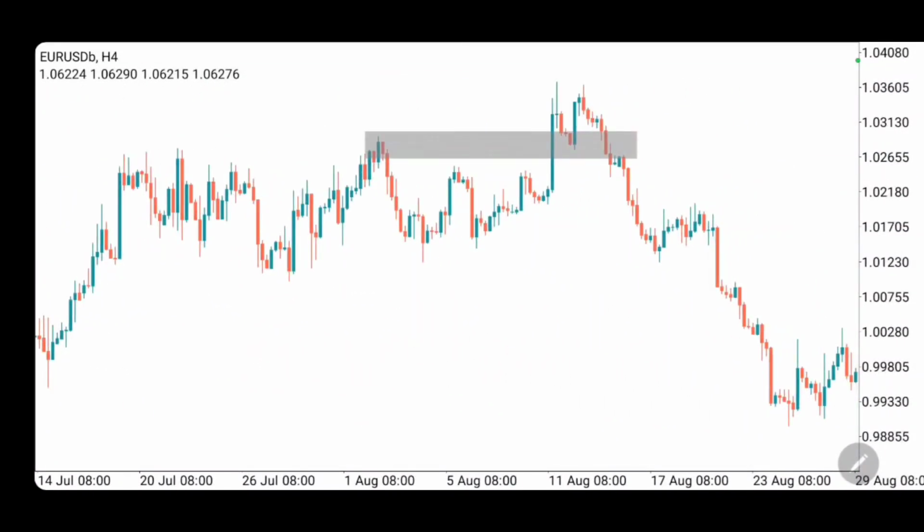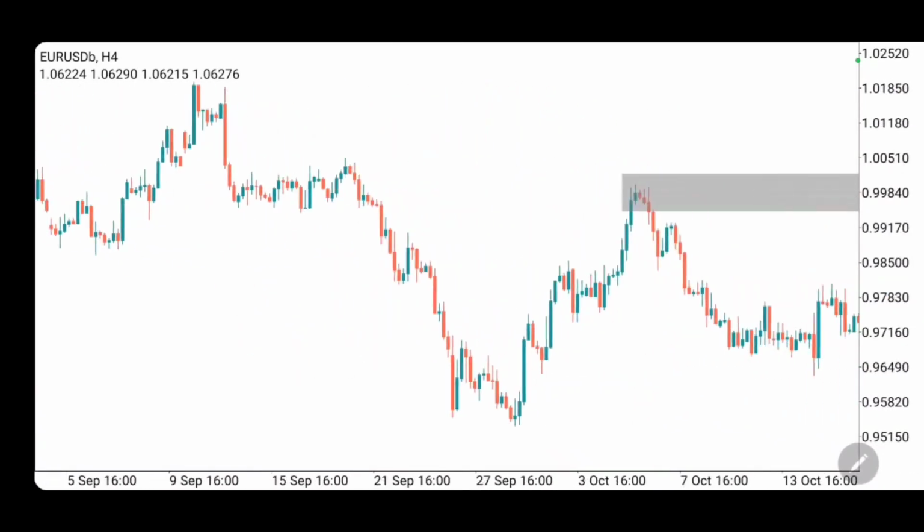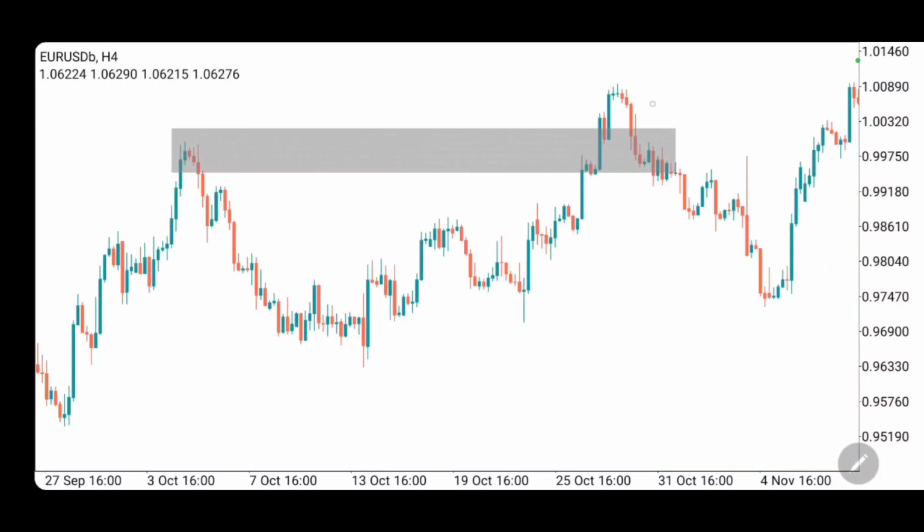Here as well, the market raided the buy side liquidity and gave us a total soup short right there. Let's see more examples. The same thing here as well.